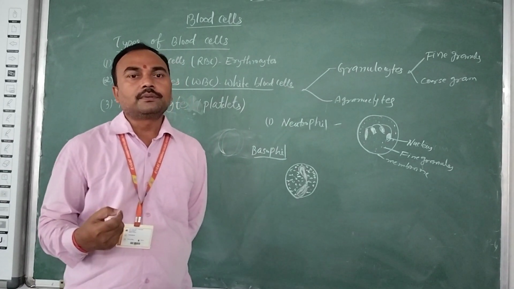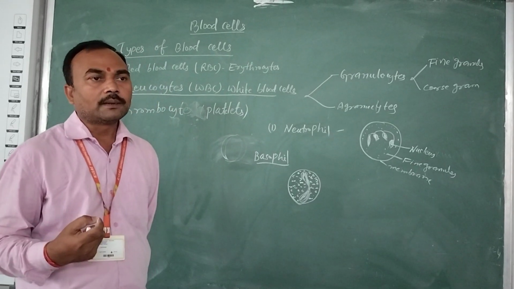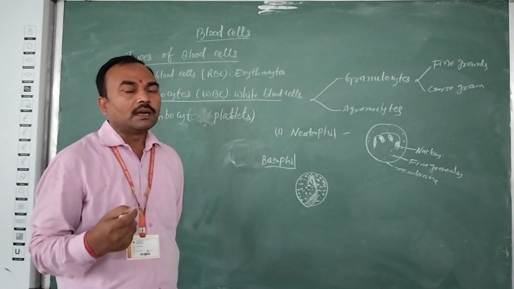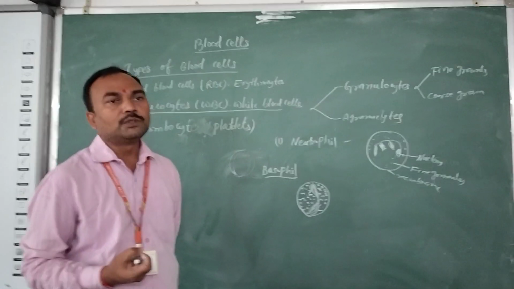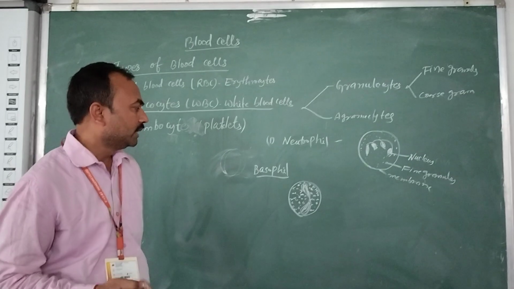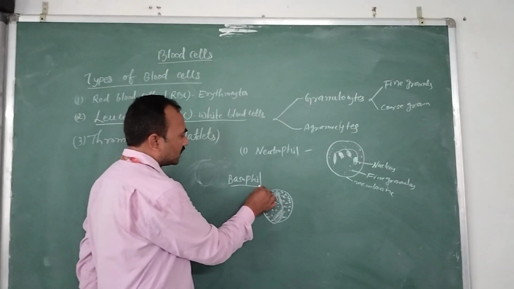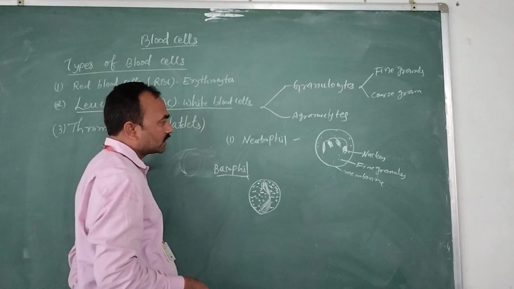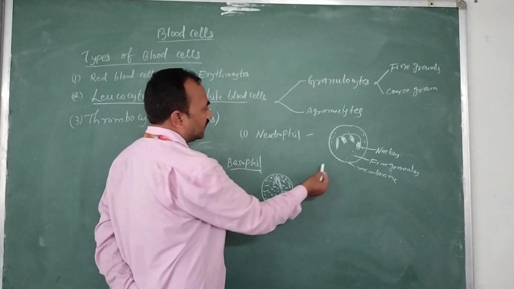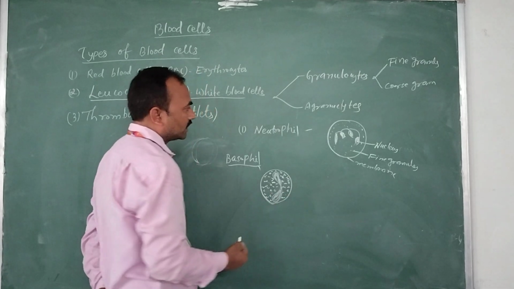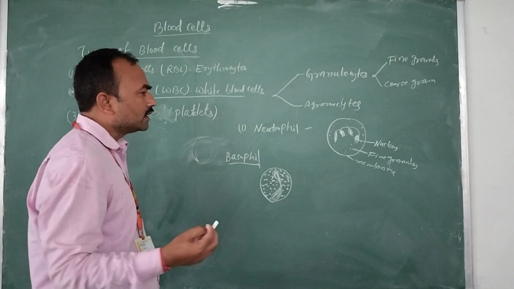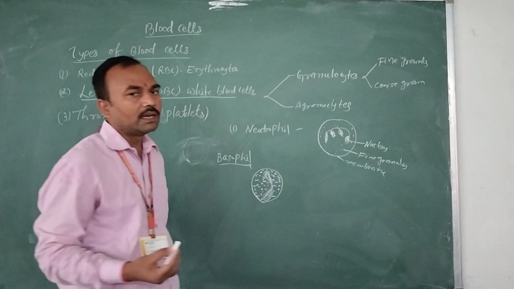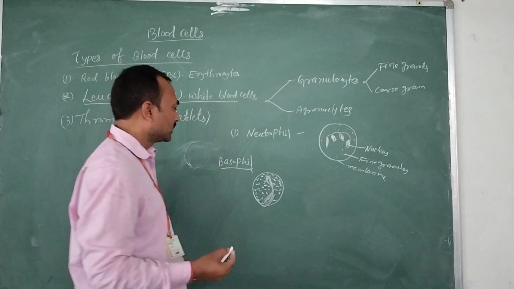Increasing number of neutrophils, we can say neutrophilia, and decreased number of neutrophils, we can say neutropenia. Basophils, structurally, have coarse granules, which is entirely different from fine granules. Fine granules are very small, tiny granules, whereas the basophil has coarse granules.